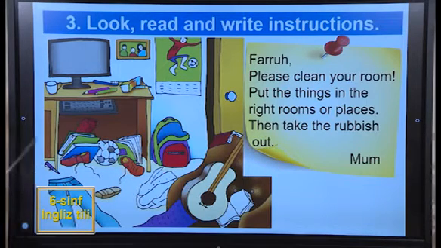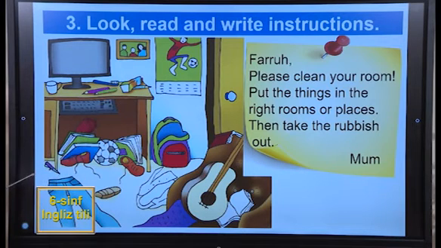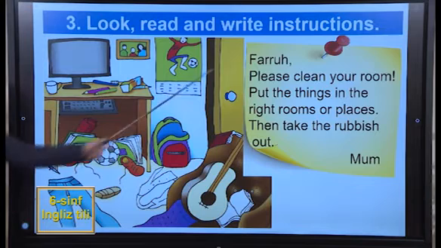In this picture, you can see a mess. What do you think? Whose room is it? Can you tell me? Yes, you can see the picture of a boy. The room belongs to this boy. His name is Farooq.